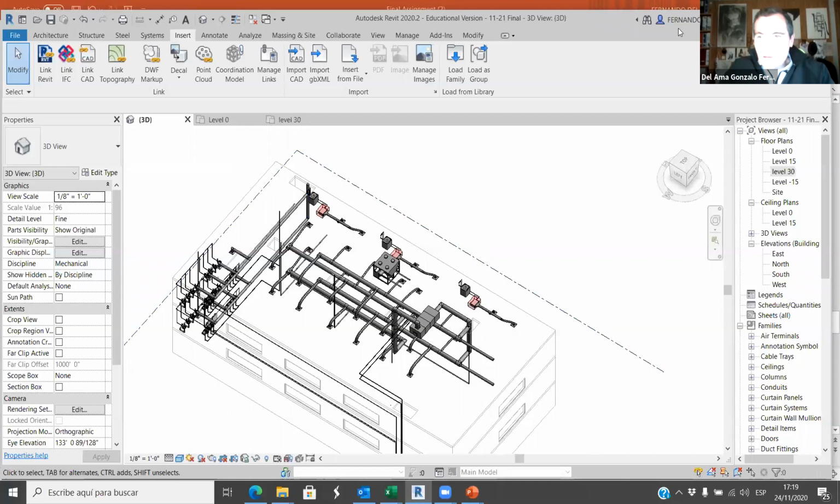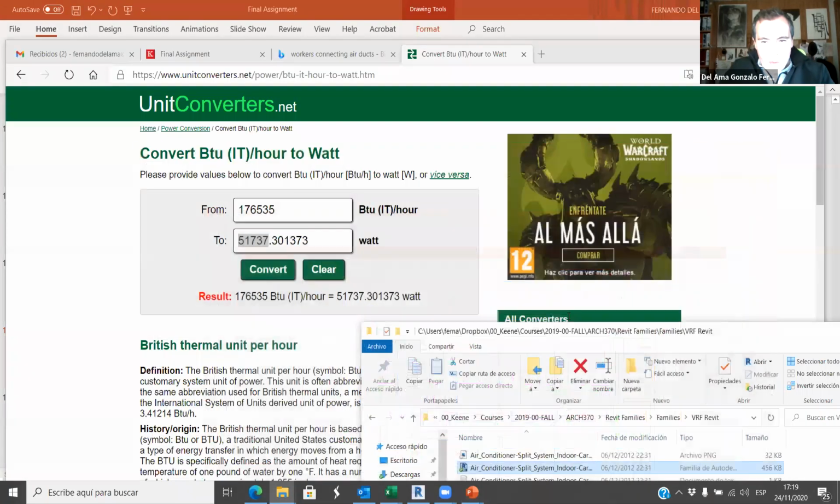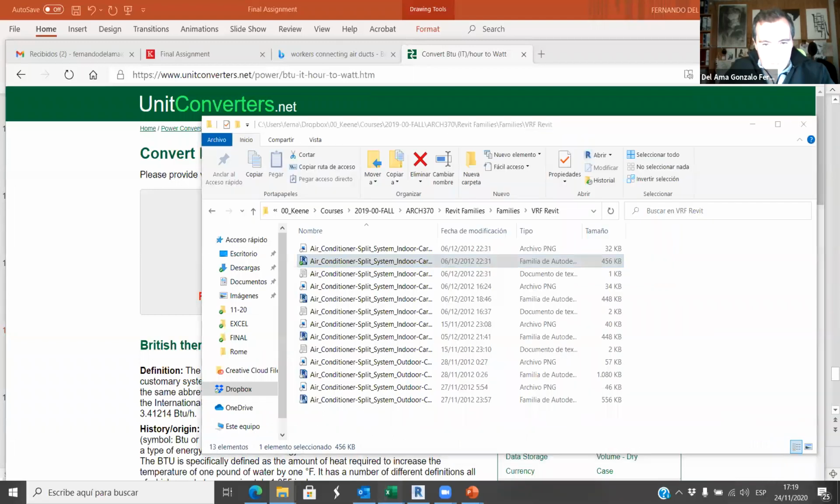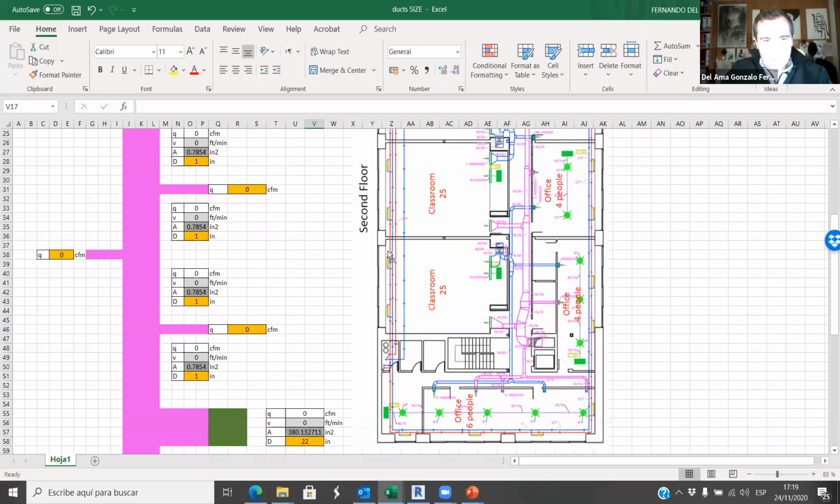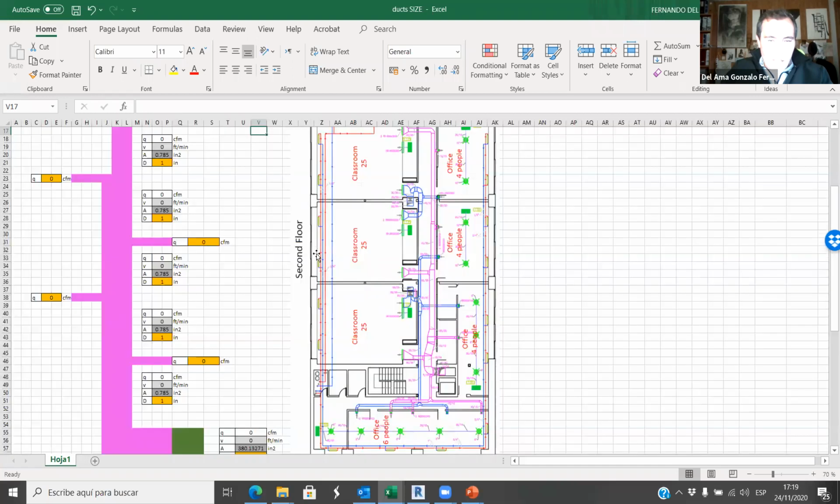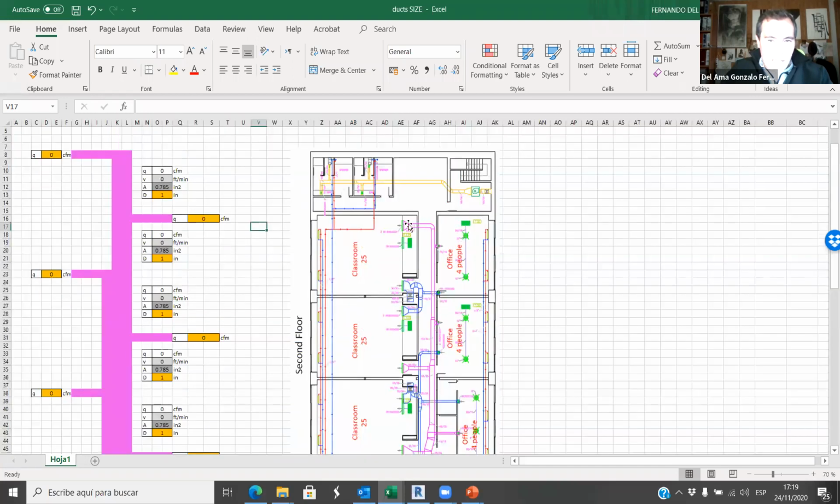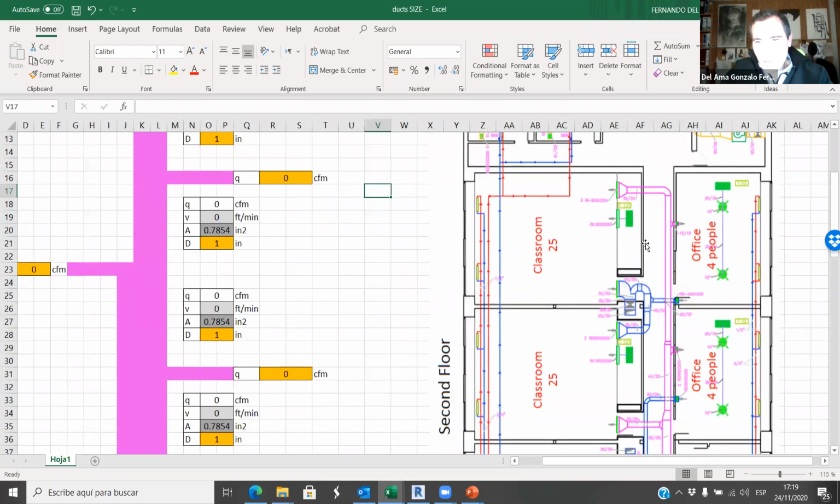What is the backup plan? Okay, so if you are not able to work with Revit, we can always use Excel. This is what I have done. This pink color is the supply diffusers. So you see that we have supply diffusers in the classroom, and we have supply diffusers in the office.